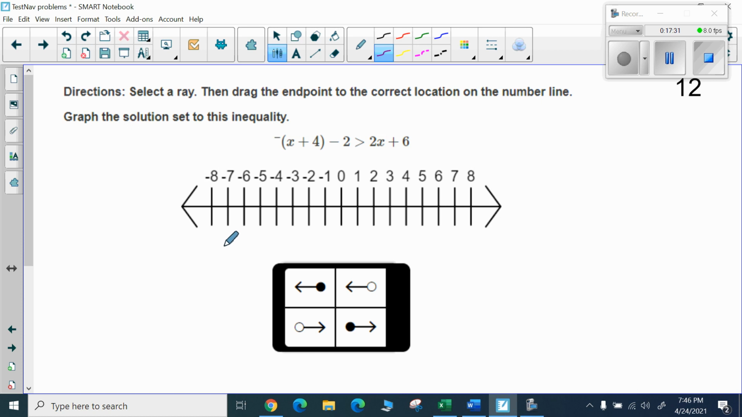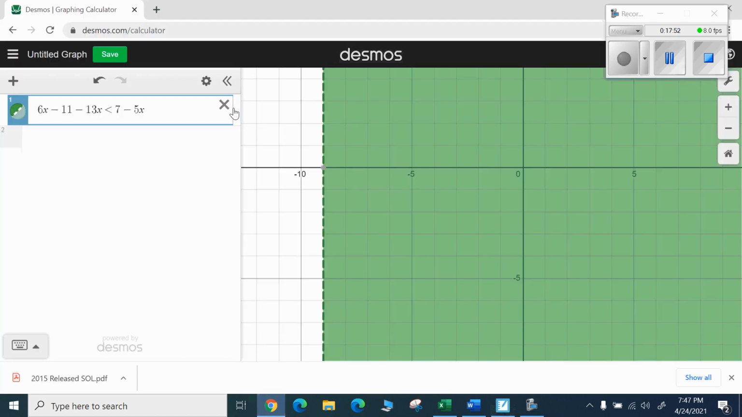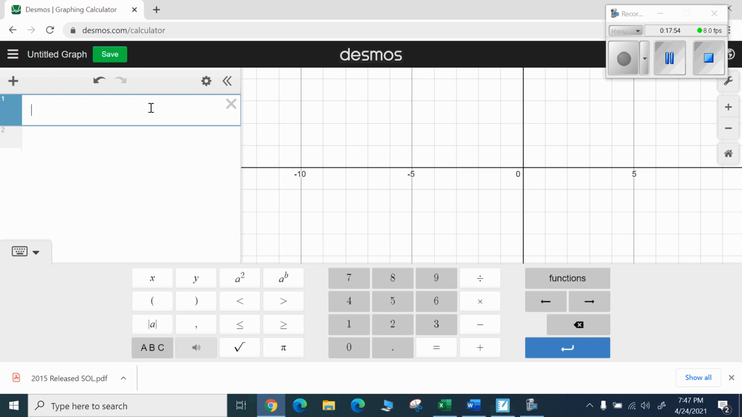For number 12, we can do the exact same thing, all right? It says select array, drag the endpoint to the correct location on the number line, graph the solution set to this inequality. So they're going to want you to choose one of these and put it up here on the number line. So again, you could solve this yourself, or you could avoid errors and just type this into Desmos. So let's do that. You know that it's easy to make an error when you have to solve the equation yourself. So let's type it in.